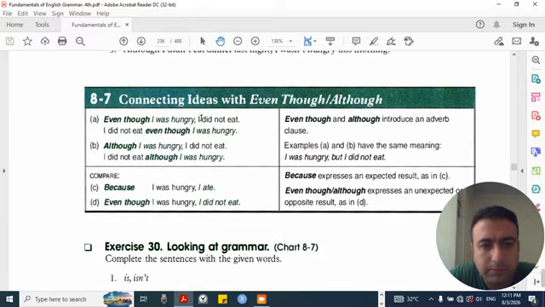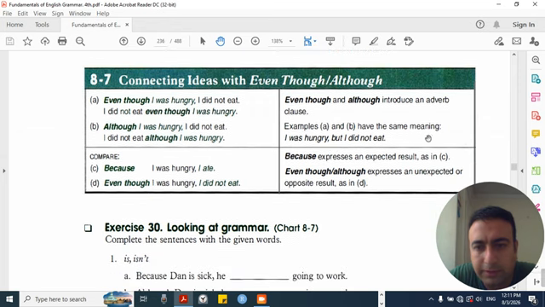8.7. Connecting ideas with even though, although. A. Even though I was hungry, I did not eat. I did not eat even though I was hungry. B. Although I was hungry, I did not eat. I did not eat although I was hungry. Even though and although introduce an adverb clause. Examples A and B have the same meaning.